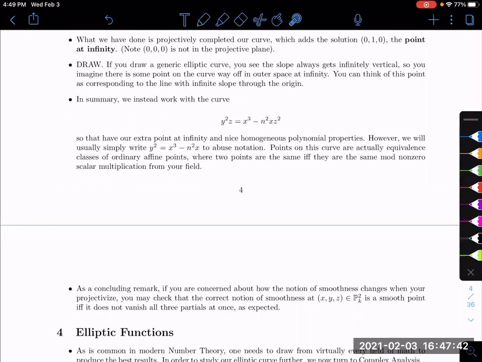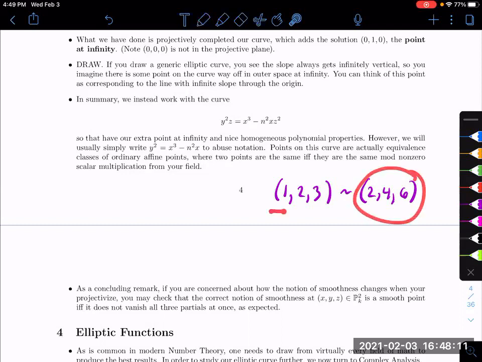So just be aware, unlike regular points (x, y), two points on the projective version of this curve are the same if and only if you can get the coordinates of one by multiplying the other by a non-zero scalar. So for example, (1, 2, 3) would be the same thing as, I don't know, (2, 4, 6) in the projective plane, because you can get the coordinates of the second point just by scaling these coordinates by 2. Okay.